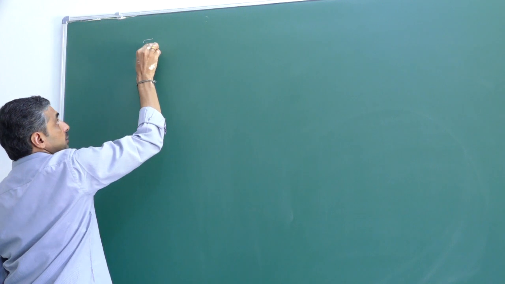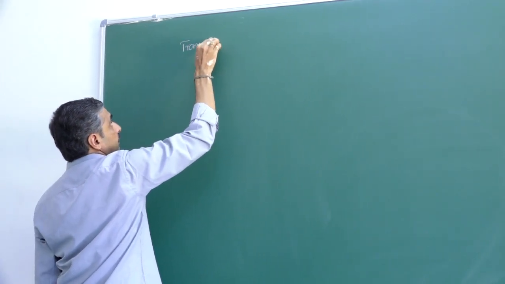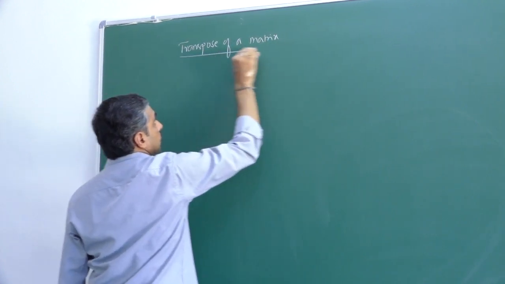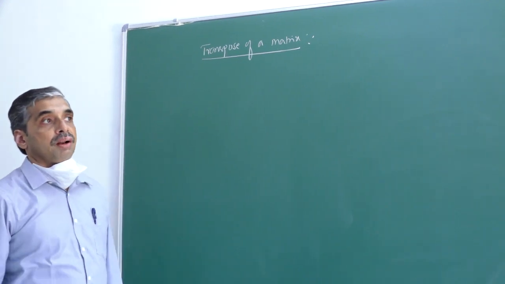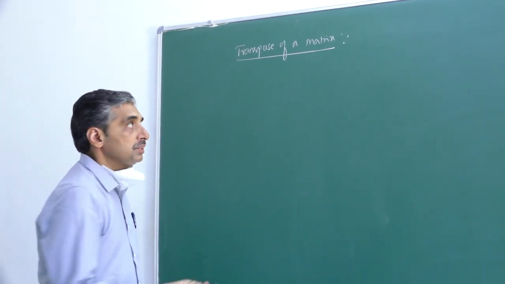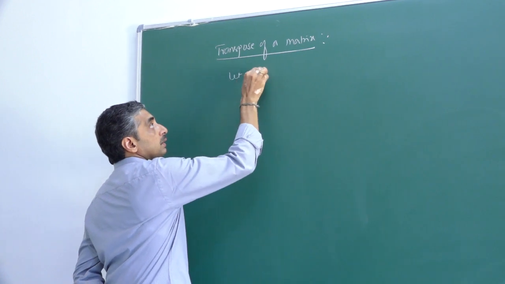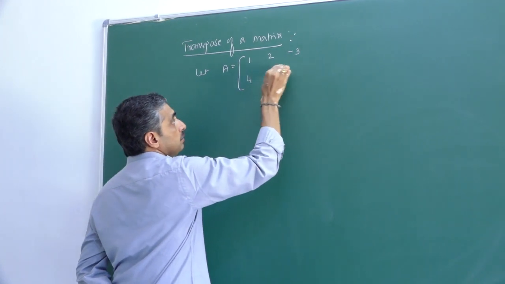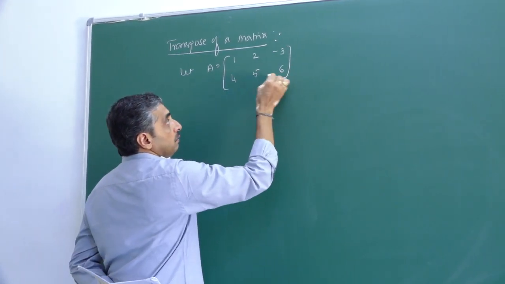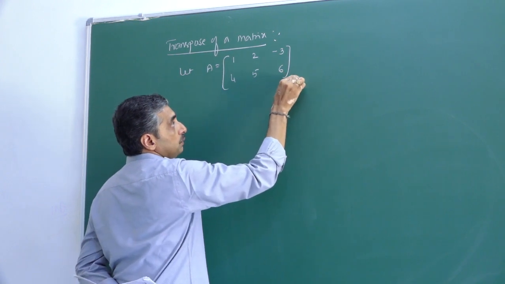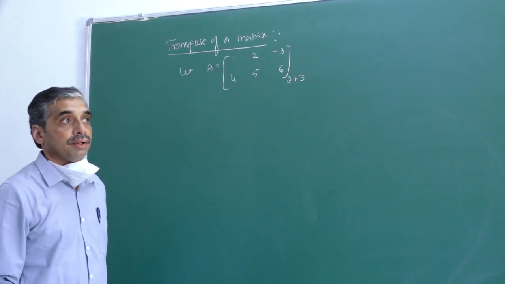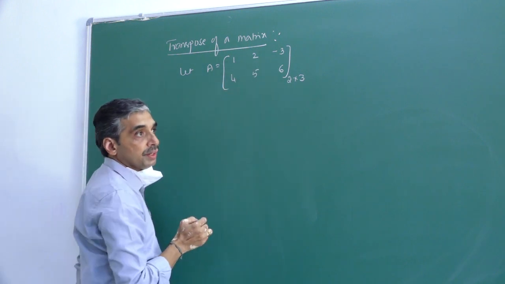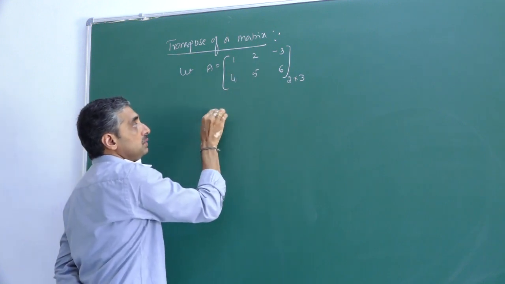Secondly, transpose of a matrix. So what do you mean by transpose of a matrix? Let us take an example. We take matrix A is equal to 1, 2, minus 3, 4, 5, 6. Now, what is the order of this matrix? You see, 2 rows, 3 columns, 2 cross 3. Now, we interchange the rows and columns of the matrix A.